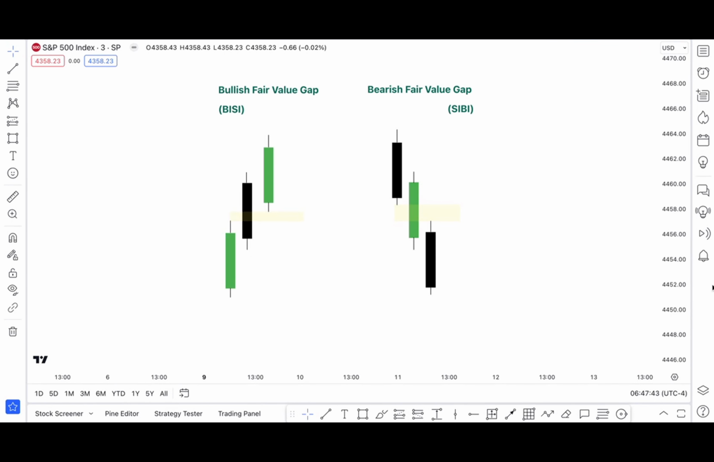We're going to discuss fair value gaps together with inversion fair value gaps, with VIs, with gaps. We're going to discuss how they relate to each other, when to use fair value gaps, and when to not use fair value gaps. So without further ado, let's dive in.